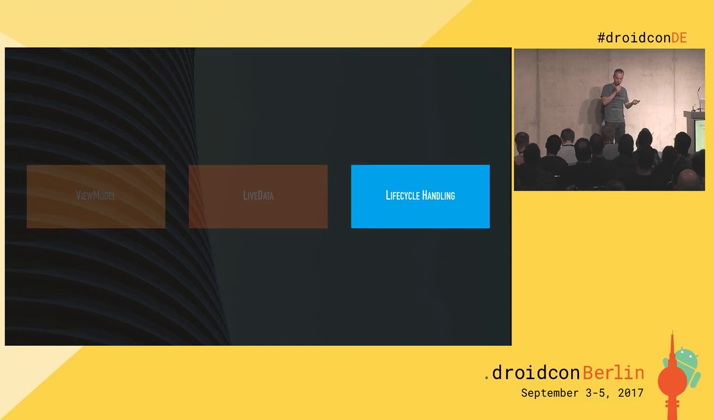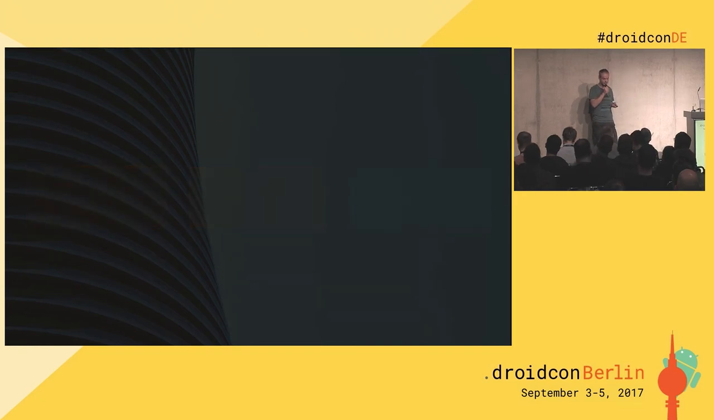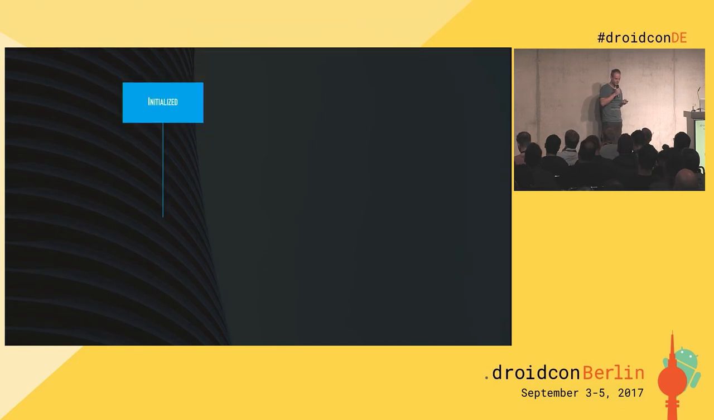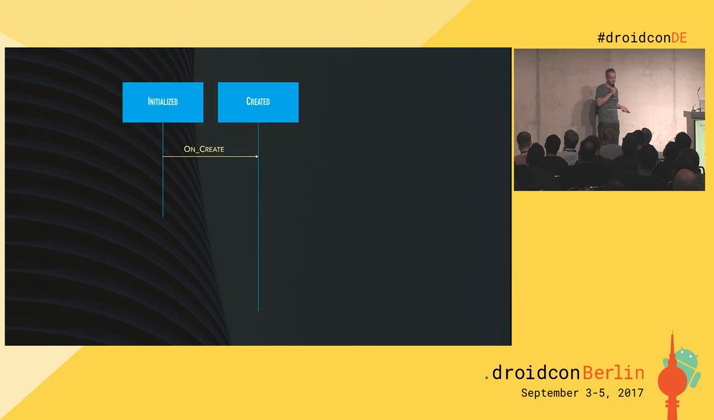What does it do? Before we answer that question, let's just have a quick look at our lifecycle again. And the Android lifecycle is composed of two components, which is states and transitions. So you have states and transitions that will lead to the next state. So with our activity, we first start with initialized, and then our onCreate is called, and onCreate transitions our activity to the created state.